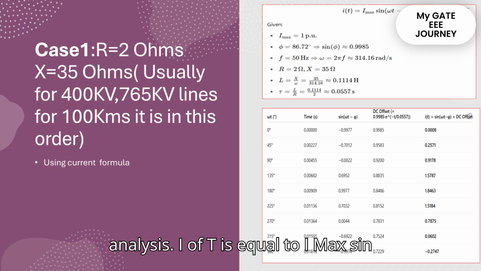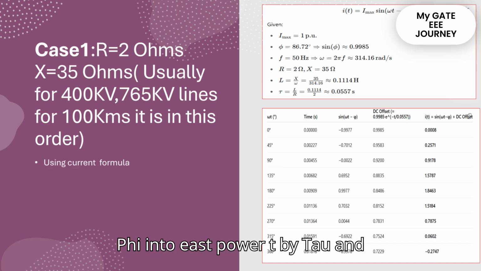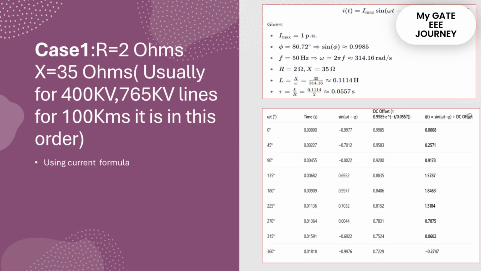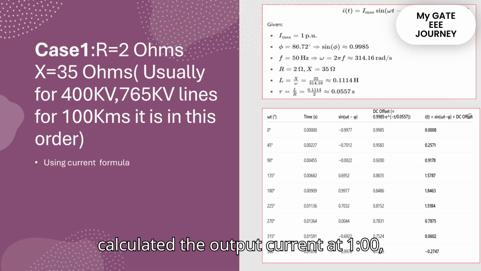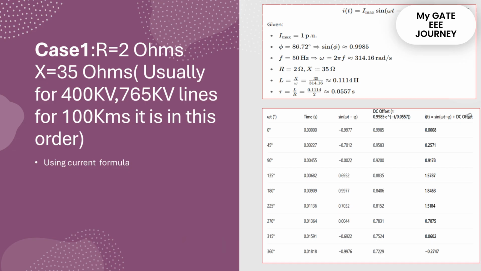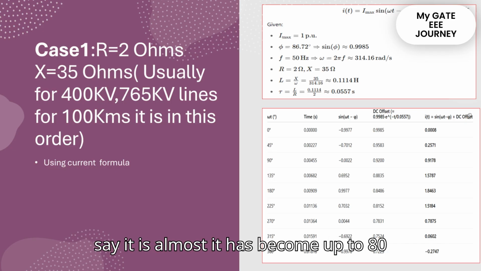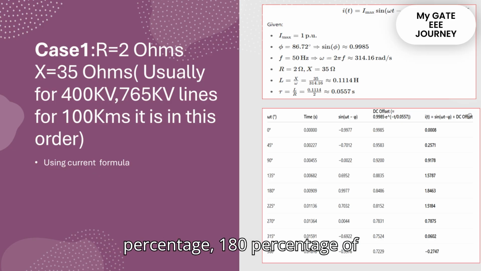And I did the same analysis. I of t is equal to I max sin(omega t minus phi) plus I max sin phi into e power minus t by tau. At various angles, I calculated the output current. At 180 degrees, from the table, you can see the I is almost 1.8463. It is almost double of I max. Here I have taken I max as 1 pu. You can see it has become up to 180% of I max.